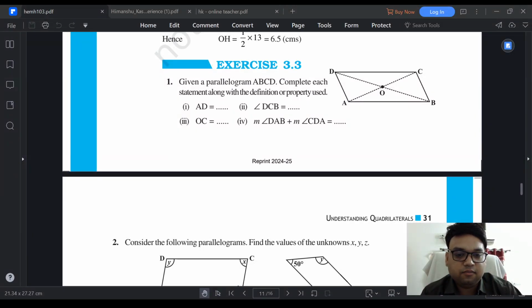Myself Himanshu Kashyap. Today we are starting our exercise portion of the last class, chapter 3, Understanding Quadrilaterals of class 8 Mathematics. So let's start the exercise portion.